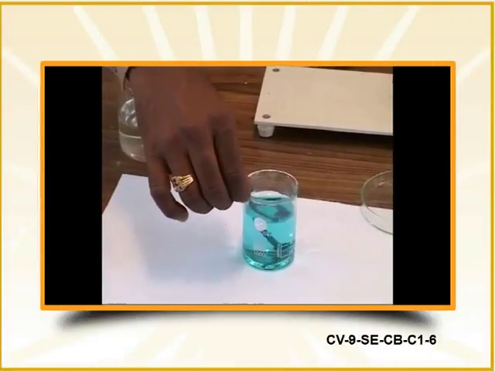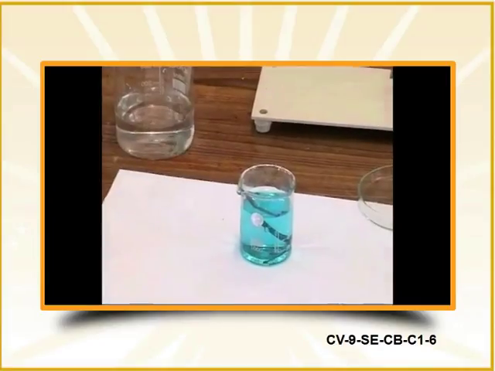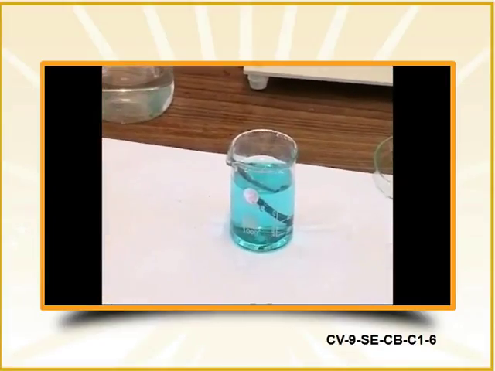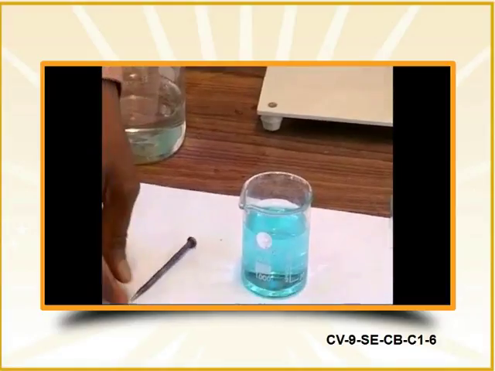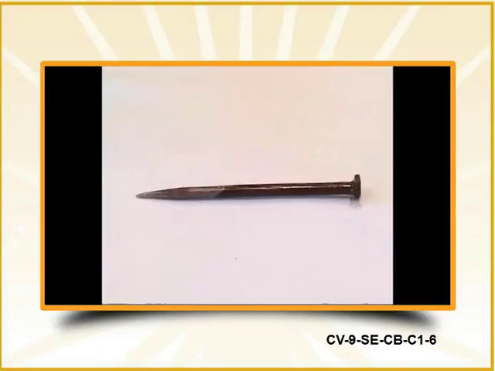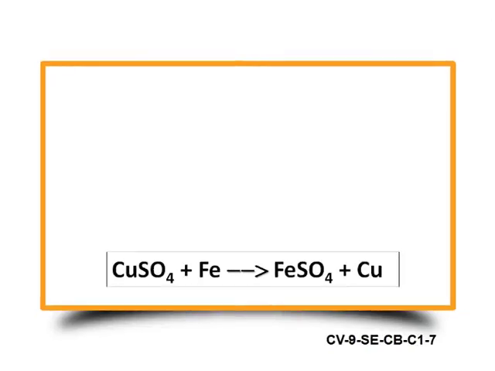Now observe this video. Let us immerse an iron nail in a copper sulfate solution. After some time, you see that copper is deposited on the nail. The chemical reaction of this is CuSO4 plus Fe gives rise to FeSO4 plus Cu.